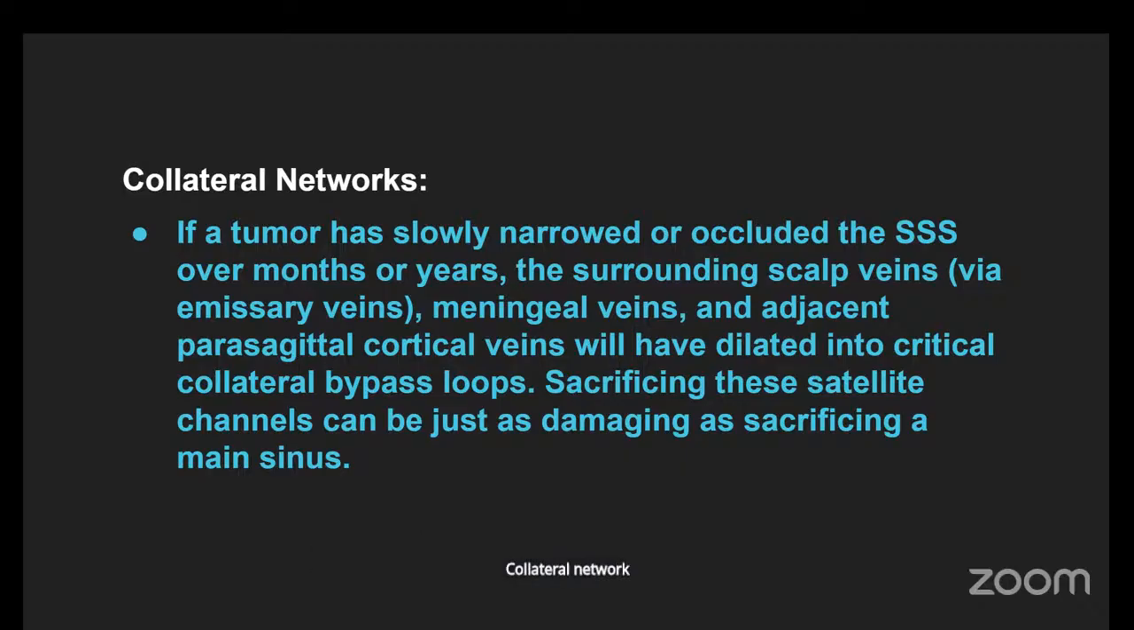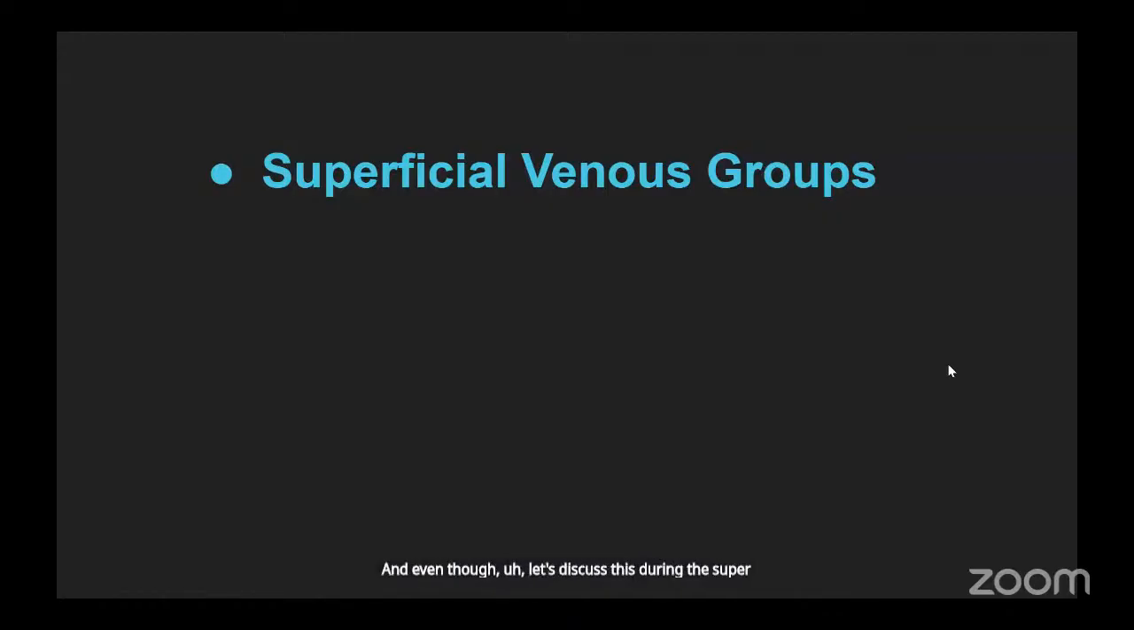Collateral network is going to be a lifesaver in these cases, even though I would still recommend: if you do not have expertise in the neurovascular domain, then don't attempt taking the tumor out from the sinus. It's not worth it. I genuinely don't believe it's worth it. You can always send that patient for SRS or radiotherapy. So, collateral networks we have already discussed. These can be the meningeal veins. These can be the parasagittal bridging veins, etc.